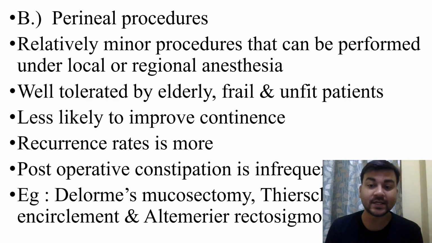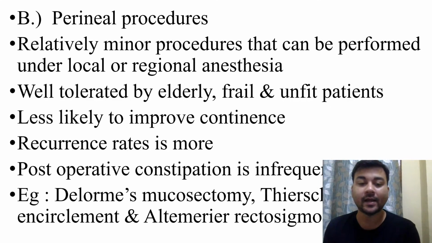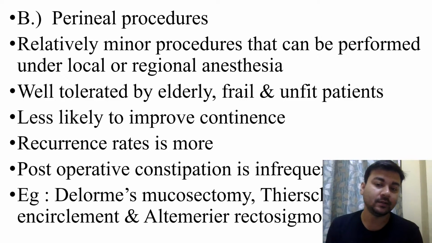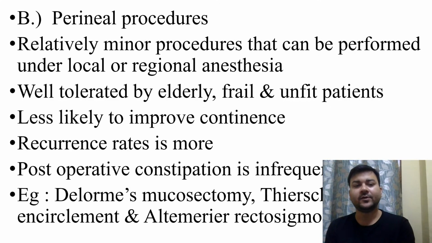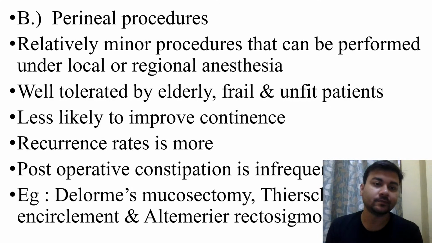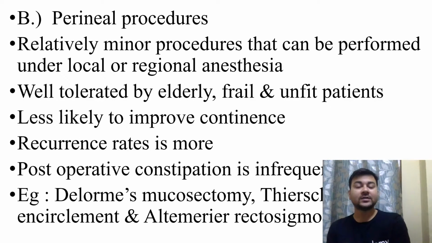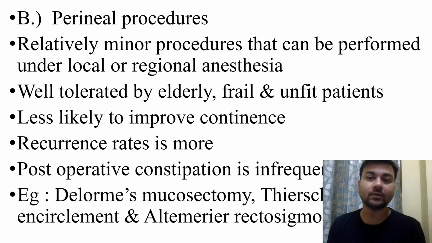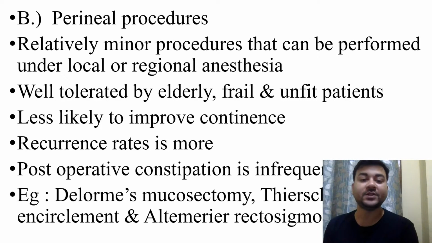Delorme mucosectomy, Thiersch encirclement, and Altemeier rectosigmoidectomy. So these are three important perineal procedures for rectal prolapse, which are mostly done in old, unfit patients who do not tolerate major surgeries. Okay. Now in exam they have asked which of the following is not a perineal procedure for rectal prolapse, and in options they have mentioned Delorme, Thiersch, Altemeier, Ripstein. So the answer was Ripstein. Okay.